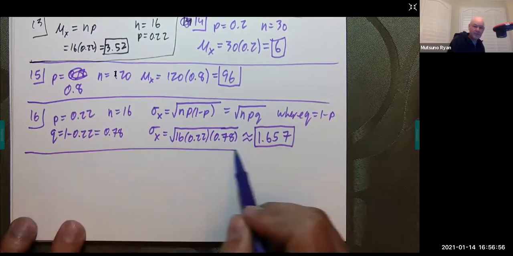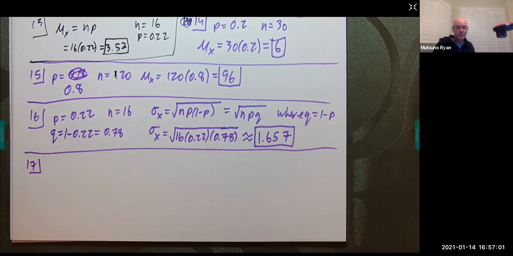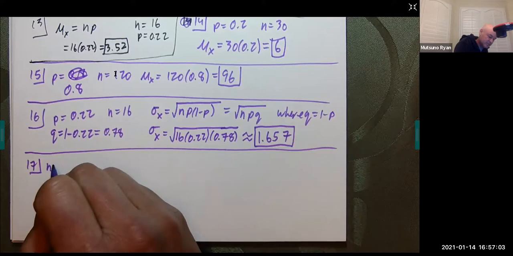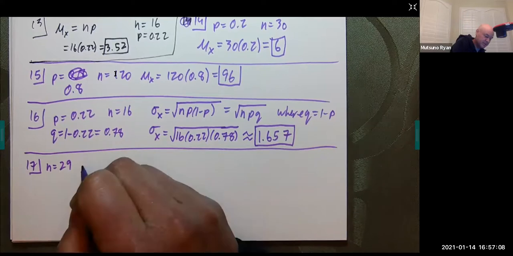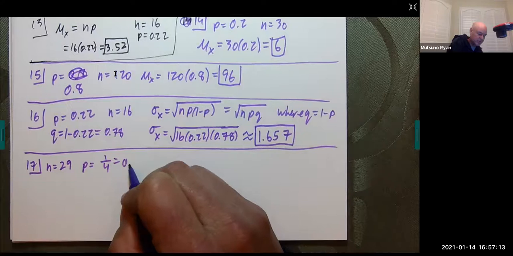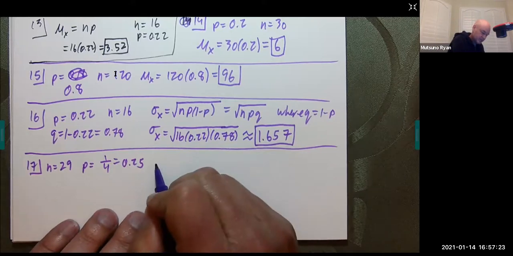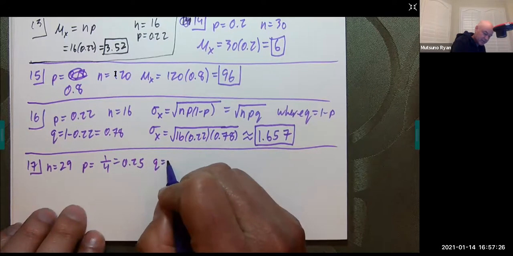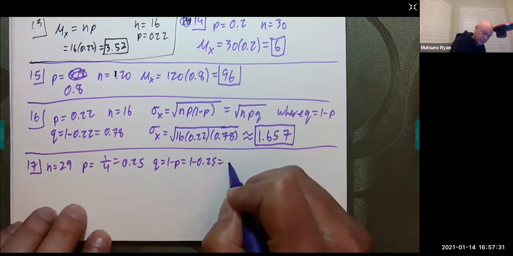17. On a multiple choice test with 29 questions, that's my N. Each question has 4 possible answers. That means that P is 1 out of 4, or 0.25. One of which is correct. For students who guess at all answers, find the standard deviation of the number of correct answers. So I can see that Q, which is 1 minus P, is going to be 1 minus 0.25, which is 0.75.